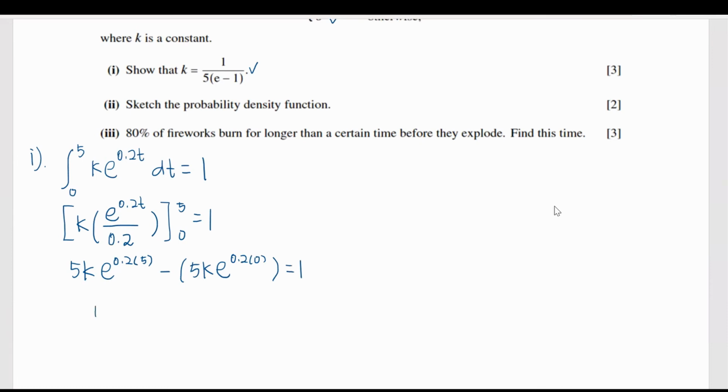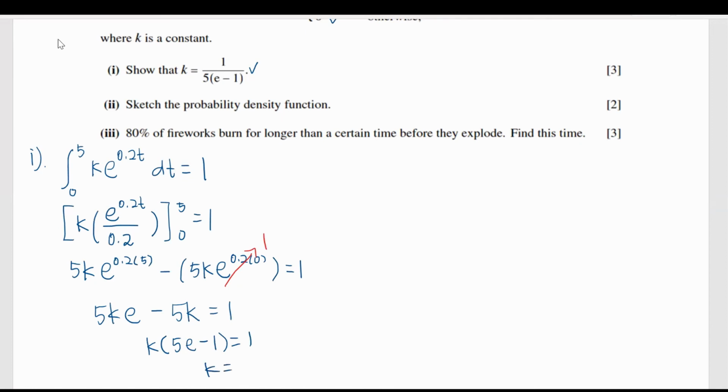So you are getting 5k e. And this one is anything to power of 0 should give you a value of 1. Okay, minus 5k. So can you see we can factorize the 5k? We can actually just keep the k at the side. So we should have a 5e minus 1.